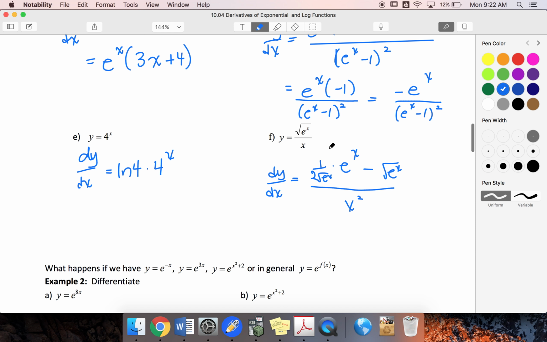So e to the x over root e to the x is just root e to the x. So I've got 1/2 root e to the x minus root e to the x is negative 1/2 root e to the x over x squared. I can simplify that: negative root e to the x over 2x squared.